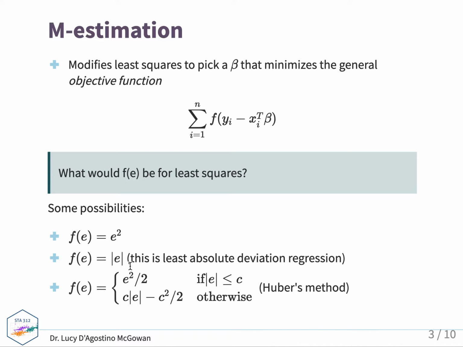And then this third one kind of splits the difference. This is known as Huber's method. Basically it falls somewhere in between least squares regression and this least absolute deviation regression. In this case, you would have it be e squared over 2 if e is less than or equal to c, or c times the absolute value of e minus c squared over 2 otherwise. This possibility is the one that we're going to be focusing on today, where it basically falls in between these other two methods.